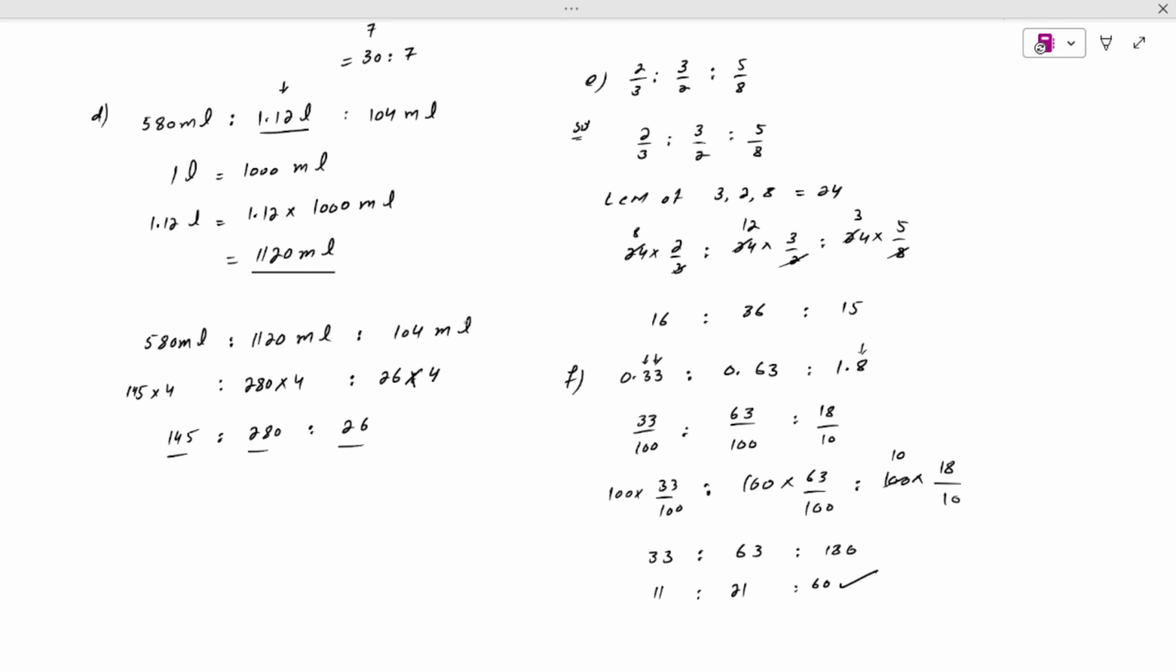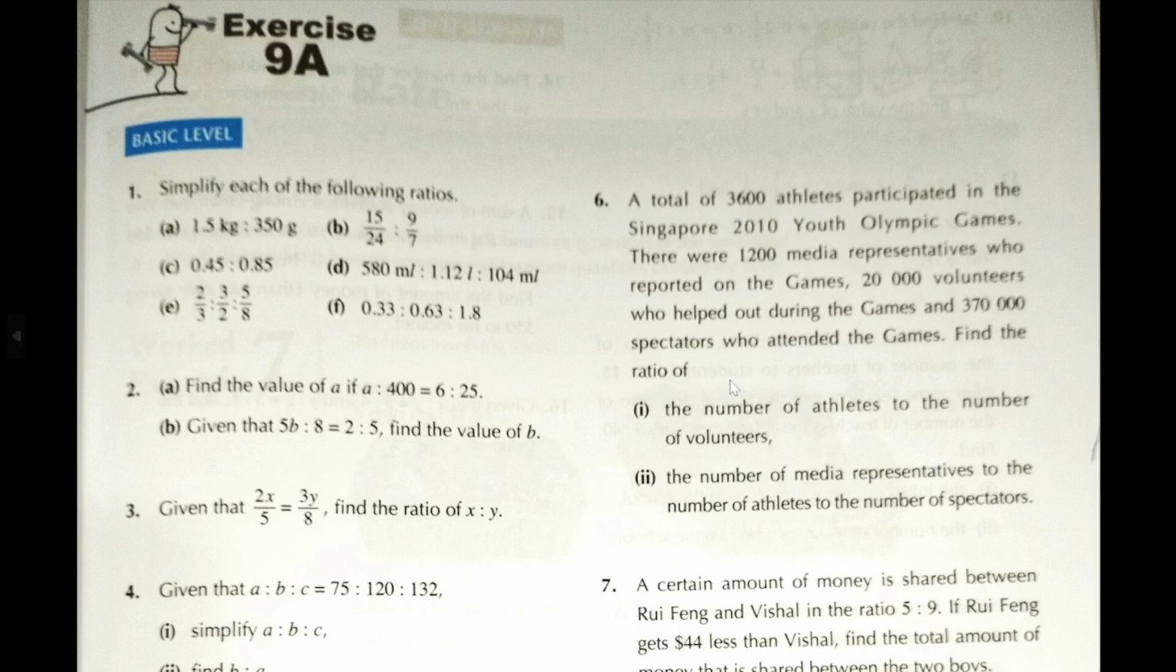This was the question number 1. Now let us solve the question number 2. So this is the question number 2. In part A of question 2, it is saying that find the values of A if A ratio 400 is equals to 6 ratio 25. So let us solve this part.